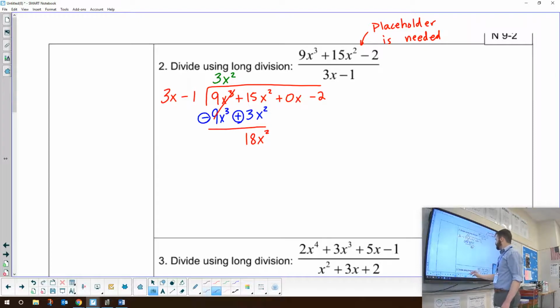Then I'm going to bring down my next number. Even if it's just 0, we're going to bring it down. So I'm going to bring it down. We're going to have plus 0x.